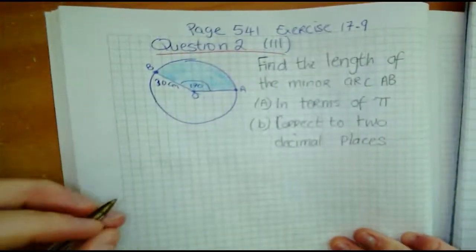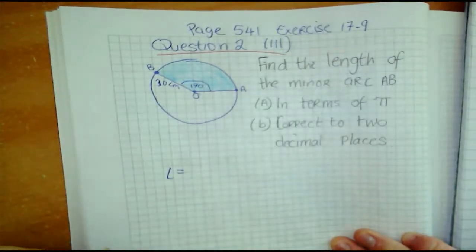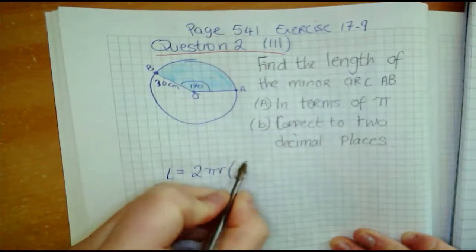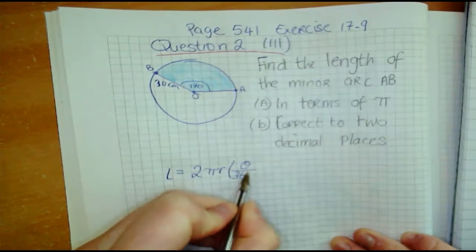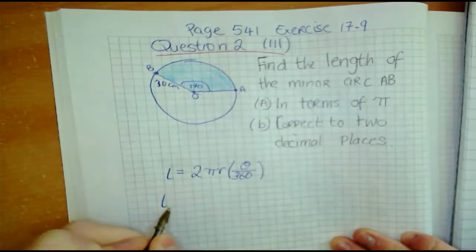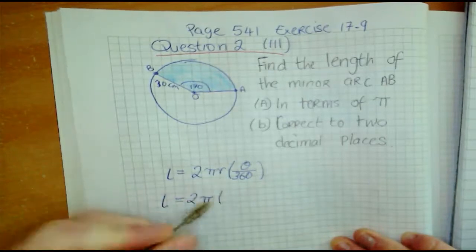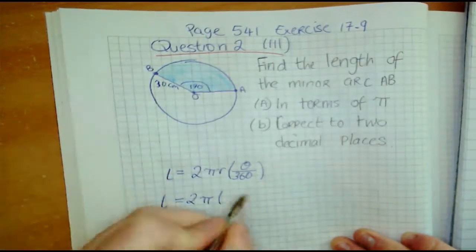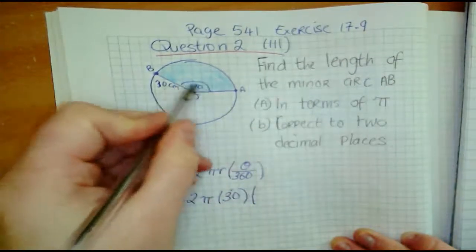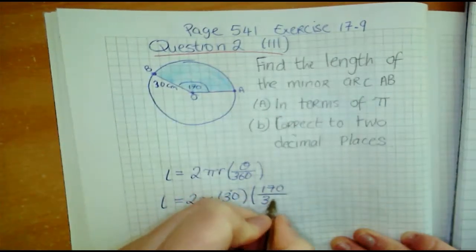So in the log tables we are told that L is equal to 2 pi r by theta over 360. Okay, so L is our length, so that's what we're looking for. So L is equal to 2 by pi by r. So our r then is given to us in the question. It's 30 centimeters by theta then, so our angle that we're looking at is 170 degrees over 360.